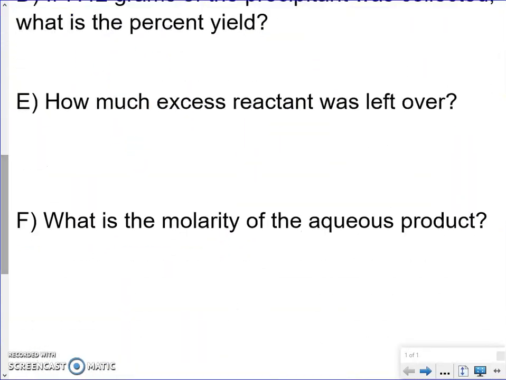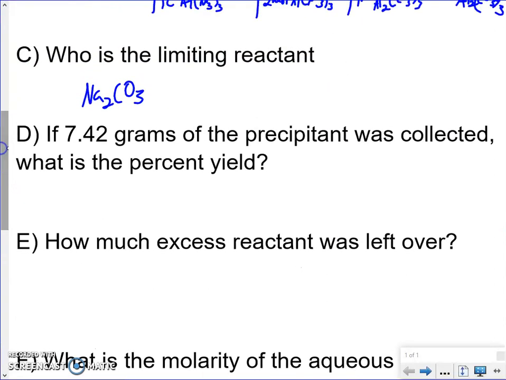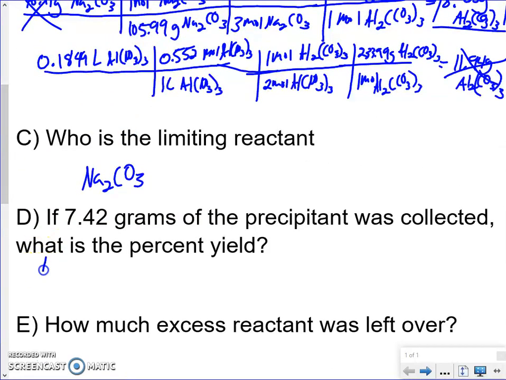Whoops. Smartboard's being spazzy, go figure. If we have 7.42 grams of the precipitant being collected, what is our percent yield? Well, percent yield, remember, is actual over theoretical.